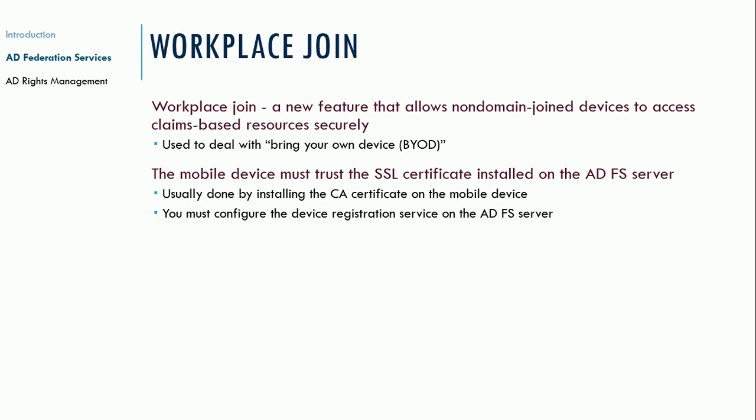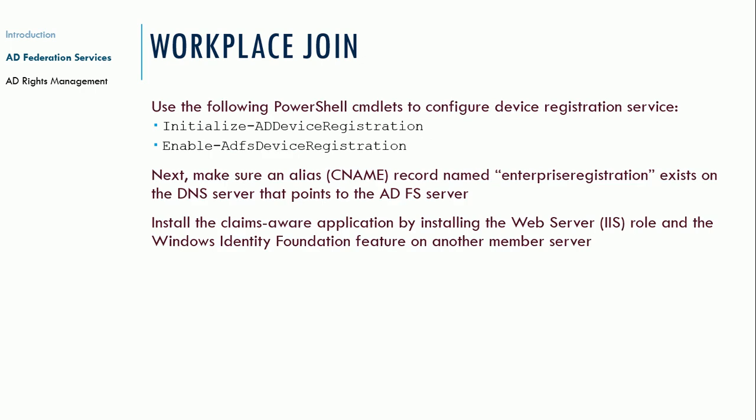So you have to configure the device registration service on the ADFS server, and you're going to use the PowerShell cmdlets to configure the device registration service, which you can see here. You do have to add a CNAME in DNS called Enterprise Registration on the DNS server that points to the ADFS server. And you have to install the claims-aware application by installing the web server IIS role and the Windows Identity Foundation feature on another member server.